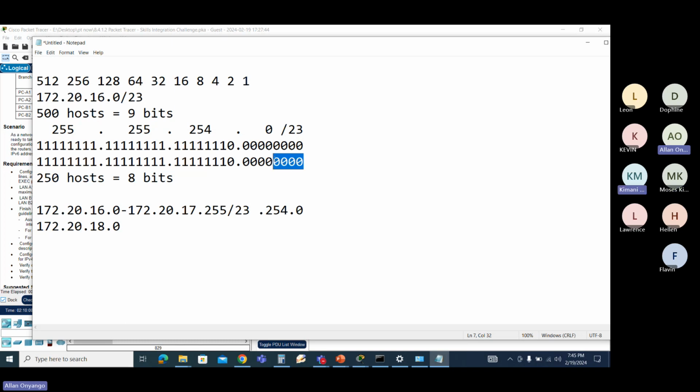1, 2, 3, 4, 5, 6, 7, 8 of them, isn't it? And we have to change this one to 1? To 1 now. So what is our increment now? It's 1. The last 1 bit, isn't it? The last bit of 1 is always the increment. And it is on which octet? Third octet. Very good. So if it's on the third octet, let's do this one here.